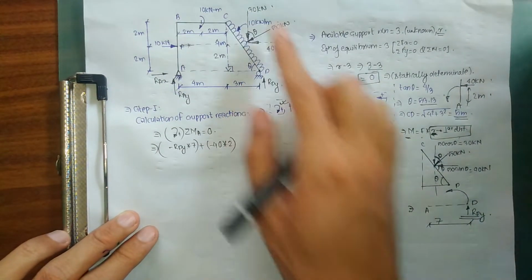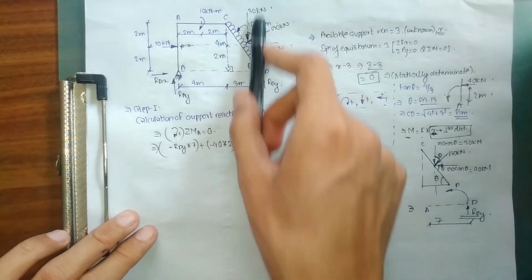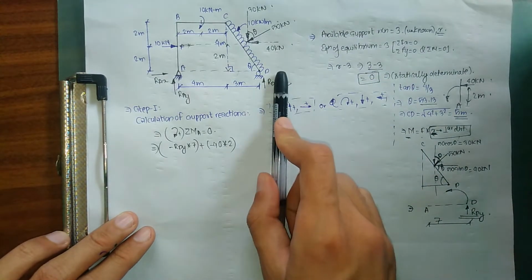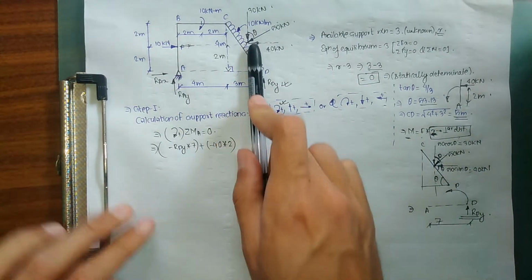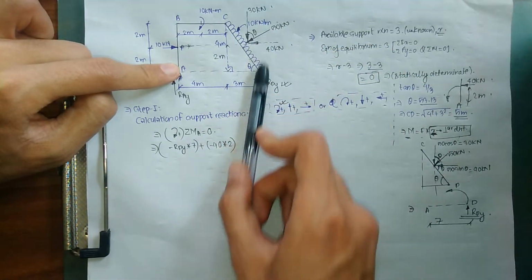Next is 30 kilonewton. We are moving from D to A. We have 30 kilonewton, and it is acting vertically downward. RDY was acting vertically upward, so it produced anti-clockwise moment. Right now 30 kilonewton is acting vertically downward, so if we shift the force down over here, it's going to produce clockwise moment.